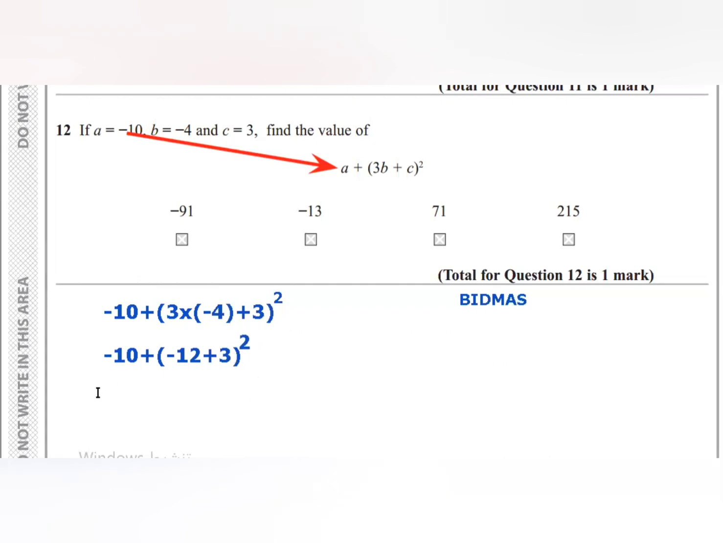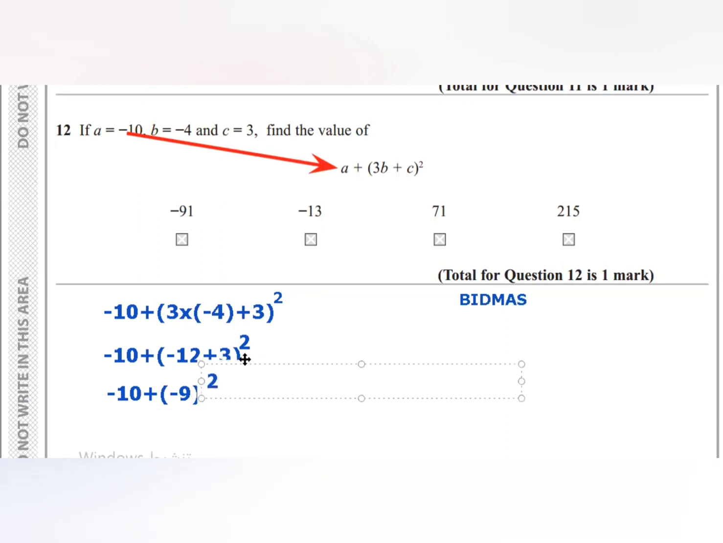Now I'm going to continue doing what's inside the bracket first. So -10 plus, what's inside the bracket is -12 plus 3. What's -12 plus 3? I can use a calculator for that. Yes. So 3 minus 12, like this. It's going to be -9. I'll put it inside the bracket like this, -9. And -9 is squared, so power of 2, like this.